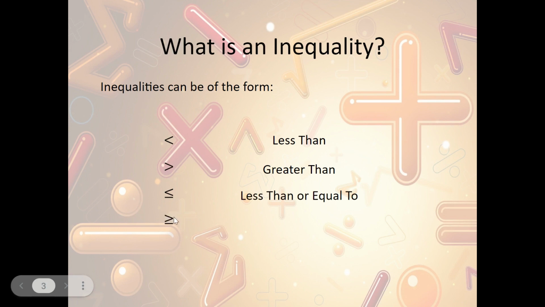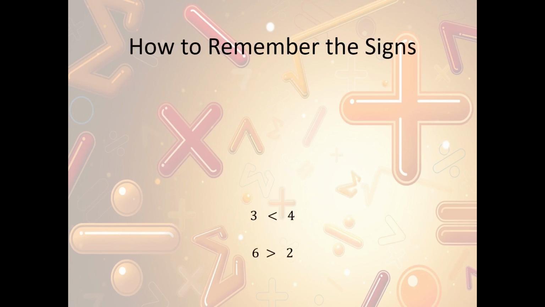And this one, this arrow here, meant greater than. And the bar means or equal to, so it's greater than or equal to. So those are the different inequalities. Now how can we remember the signs? The easiest way I remember the signs is Pac-Man. So we have Pac-Man here.